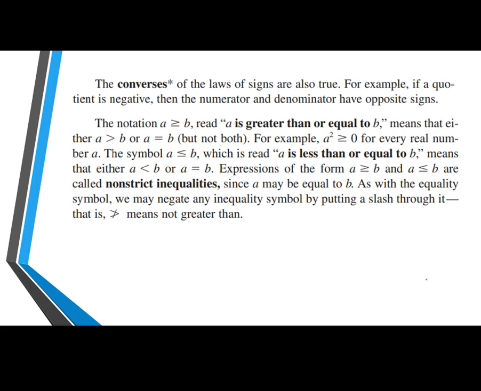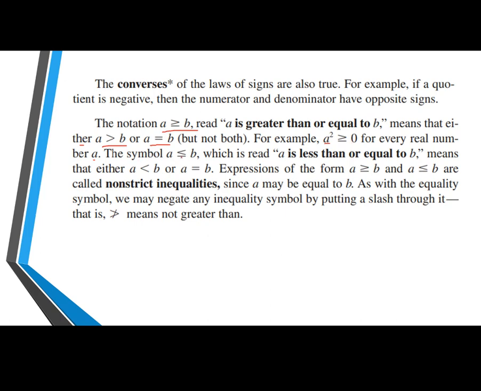So the notation A is greater than or equal to B is read as A is greater than or equal to B, and means that either A is greater than B or A is equal to B, but not both. For example, A squared is greater than or equal to 0 for every real number A.